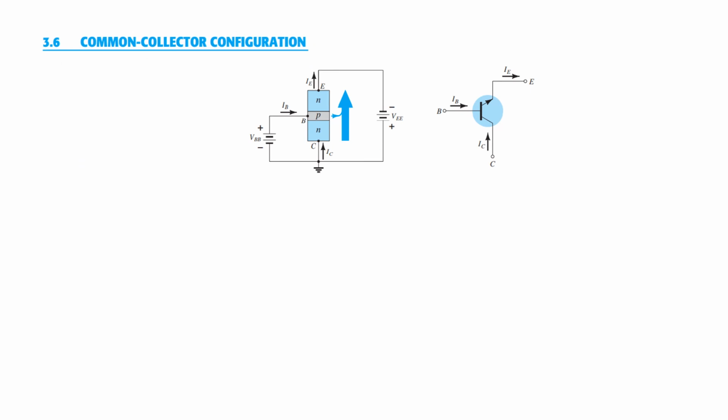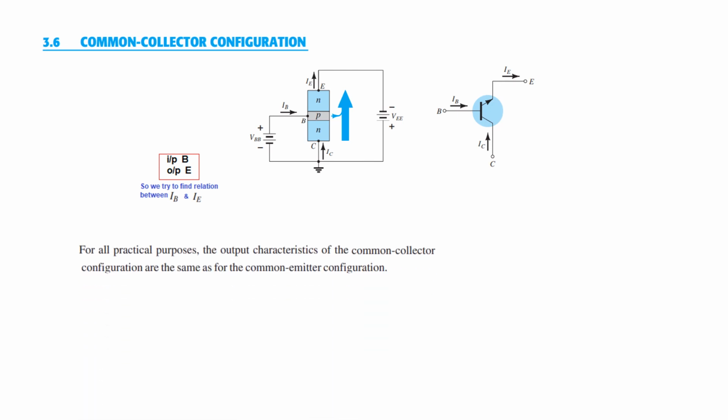Okay, and finally we come to the common collector configuration. So collector is common, and this is the circuit where collector will be grounded. Here, if you see, the input is at B and the output is at the emitter terminal. For all practical purposes, the output characteristics of the common collector configuration are the same as the common emitter configuration, so we will not go into that.